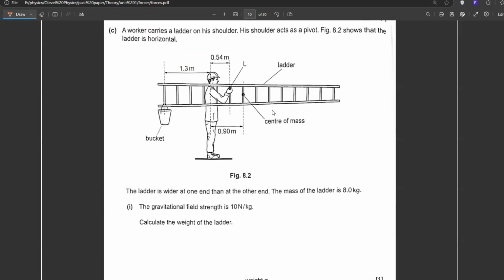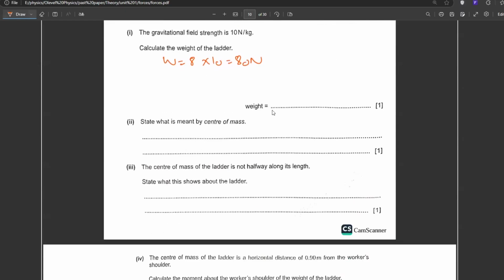A worker carries a ladder on his shoulder. His shoulder acts as a pivot. Figure 8.2 shows that the ladder is horizontal. The ladder is wider at one end than the other. The mass of the ladder is 8 kg. This is the center of mass, so the weight might be acting from here. Calculate the weight of the ladder. The weight of the ladder will be 8 into 10. That is 80 Newton. And this weight will be acting from here. Let's further move ahead.